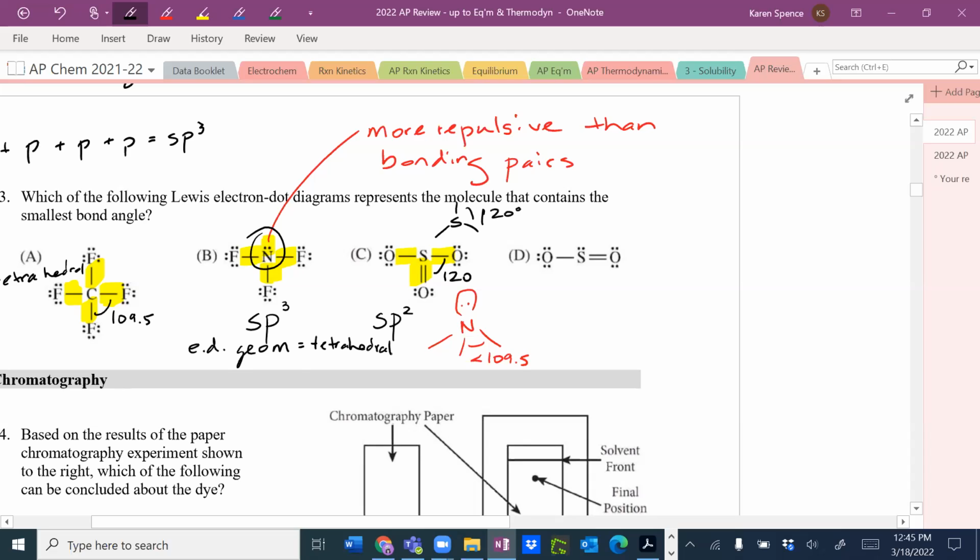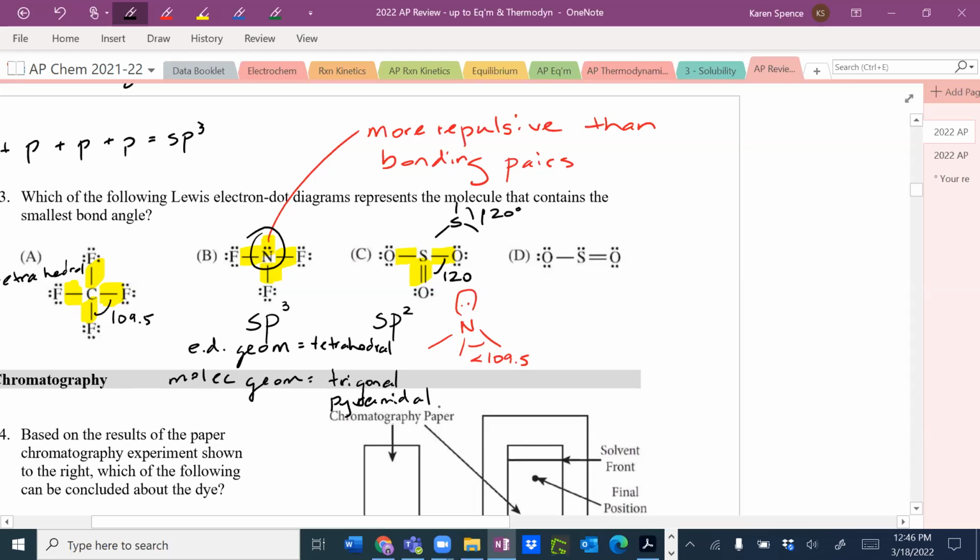This one you guys couldn't remember earlier. What is the molecular geometry? Or at least you didn't respond to me. You might have remembered it. Molecular geometry is trigonal pyramidal. Yep. Trigonal pyramidal. Okay.